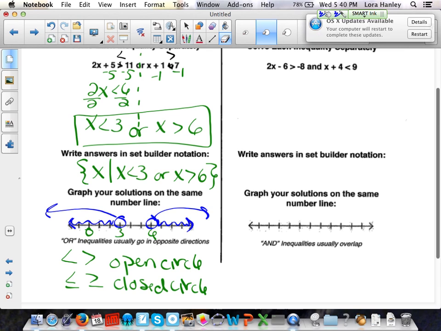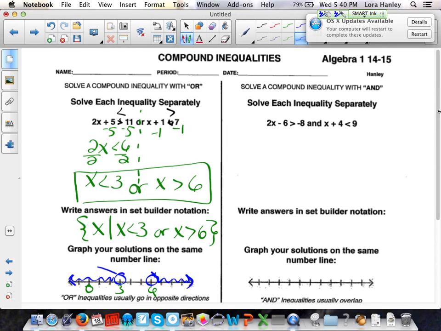So lots of options, right? So "or" is considered a union of numbers, where you can have one or the other. Both statements don't have to be true at the same time, because obviously there's no number that's less than 3, like let's say 0, and greater than 6 at the same time.